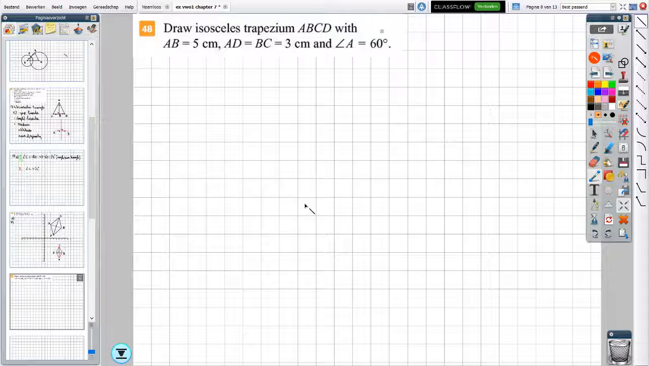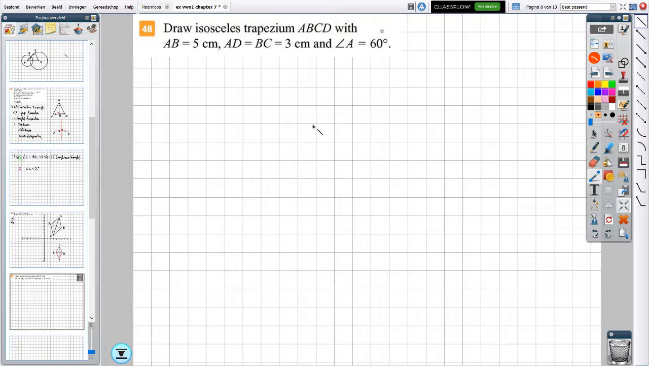Good day everyone, we're going to take a look at exercise 48, which is an exercise just after the theory that introduced trapezia. So that's what we're going to take a look at right now. They want us to draw not just a trapezium, but an isosceles trapezium ABCD, with AB being 5 centimeters, AD equals BC, is 3 centimeters, and angle A is 60 degrees.